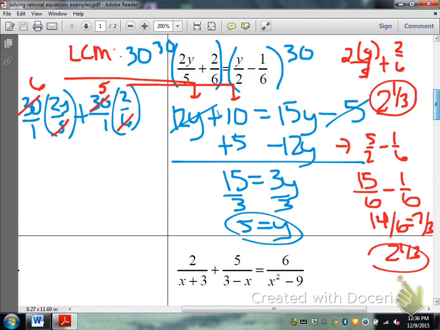2 1/3. Since both sides equal 2 1/3, it does in fact work.